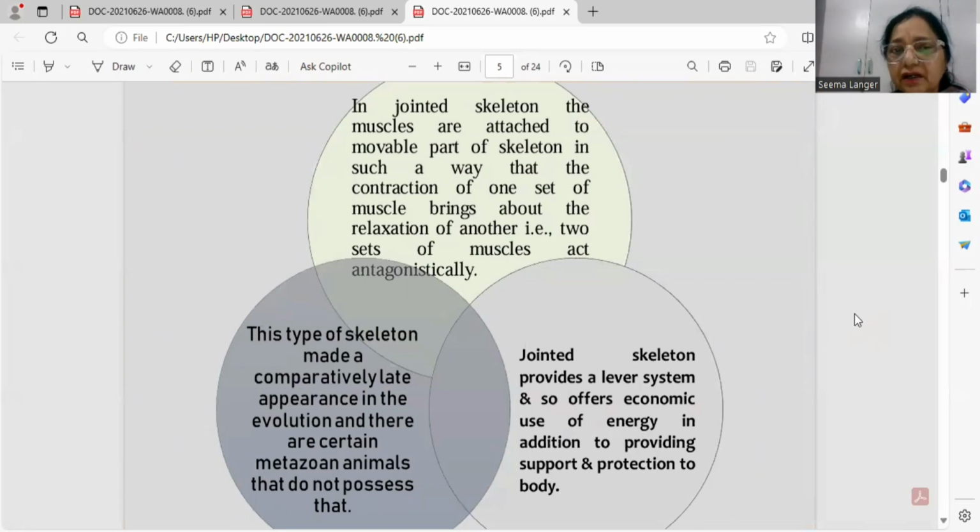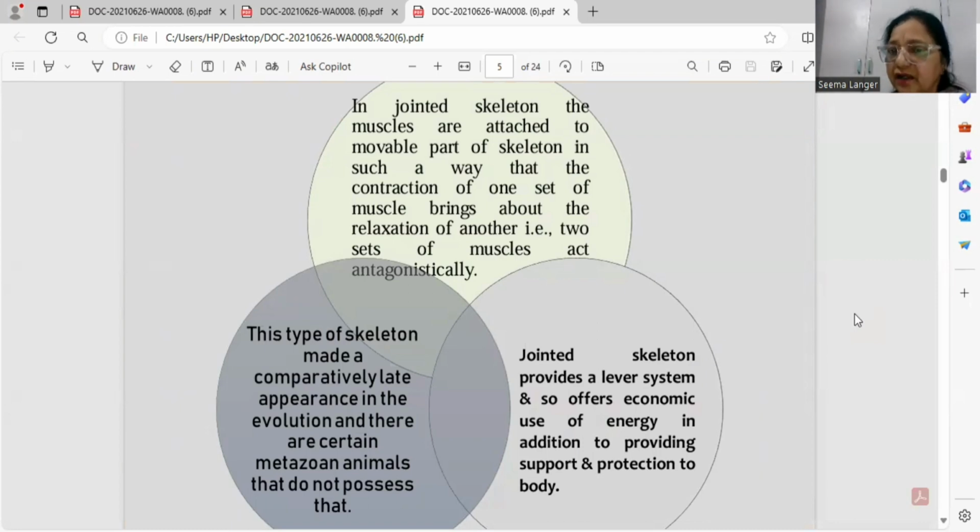In a jointed skeleton, the muscles are attached to a movable part of the skeleton in such a way that the contraction of one set of muscles brings about the relaxation of another. That is, two sets of muscles act antagonistically. This type of skeleton made a comparatively late appearance in evolution, and there are certain metazoan animals that do not possess it. So where the rigid skeleton is lacking, there the hydrostatic skeleton plays its role.